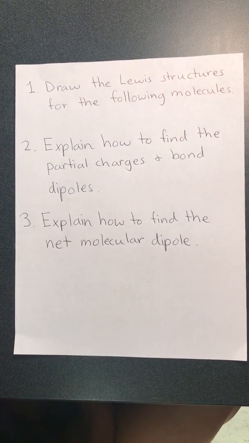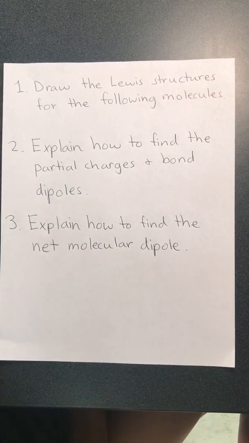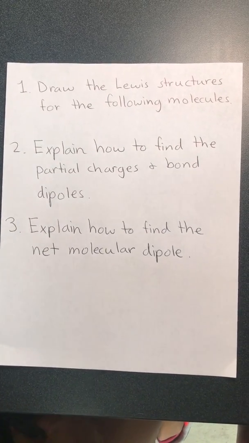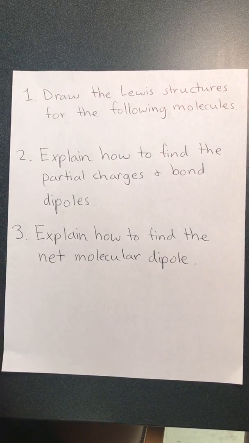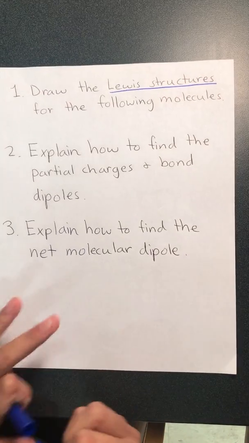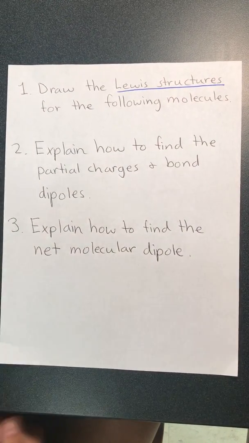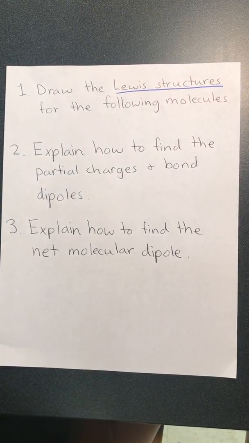Okay, so today we're going to focus on drawing Lewis structures, and we're going to use the Lewis structures to find out more about the given molecules. So we're going to follow 3 steps today. The first step will be to draw the Lewis structures for the following molecules. And a Lewis structure is a visual picture of the bonds and valence electrons that make up a certain molecule.